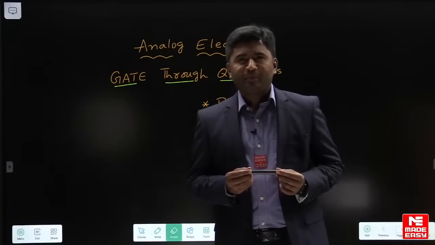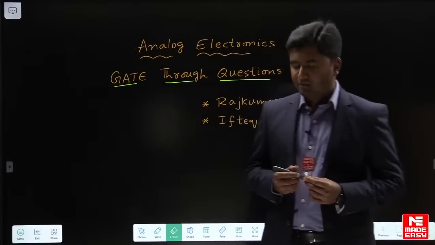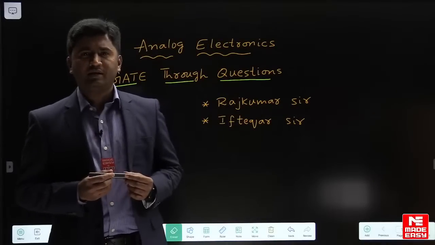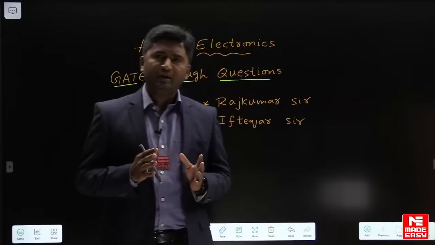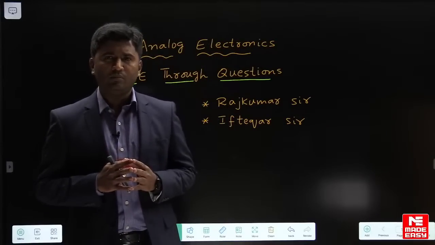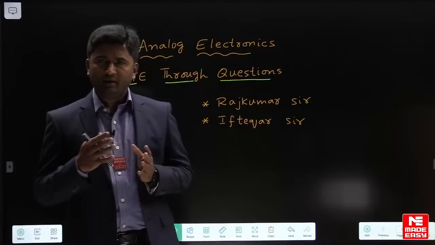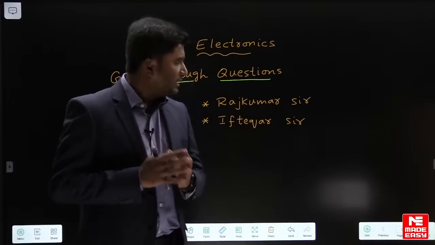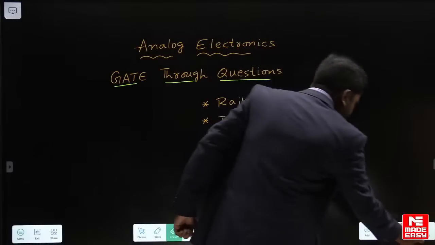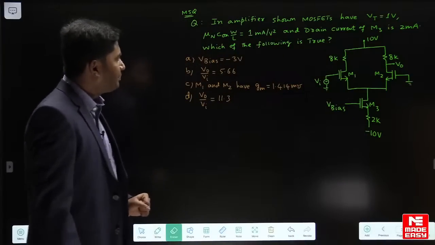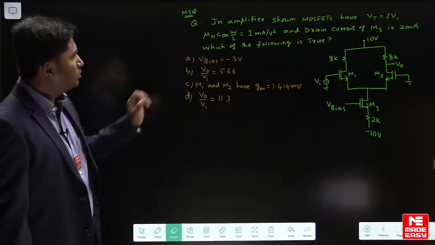So let me begin with some questions on BJT and MOSFET circuits. These are important areas from where questions come every year in the GATE paper, both electronics batch, electrical batch as well as instrumentation batch. So I will take up here first a question on a MOSFET amplifier. You can quickly go through the question.